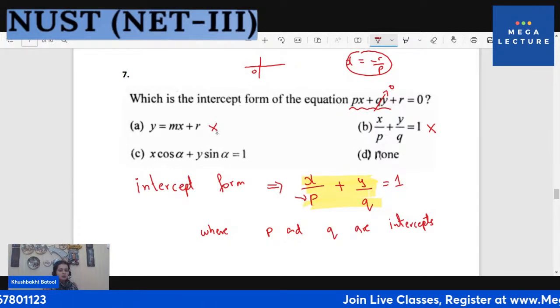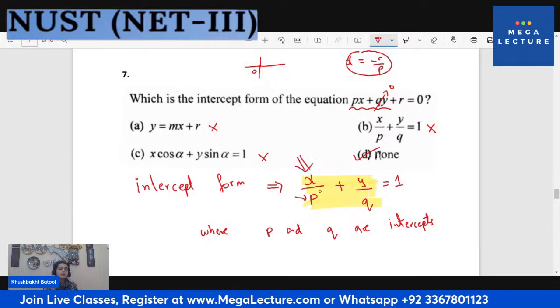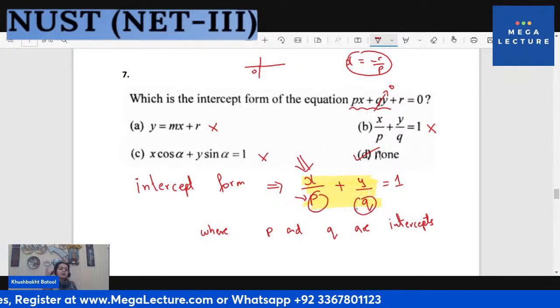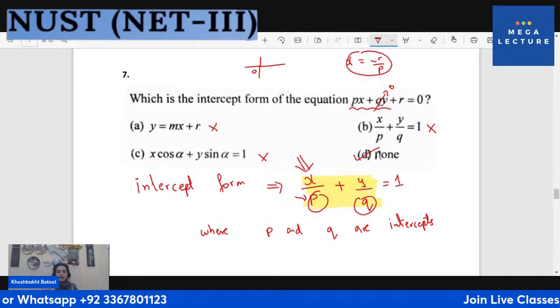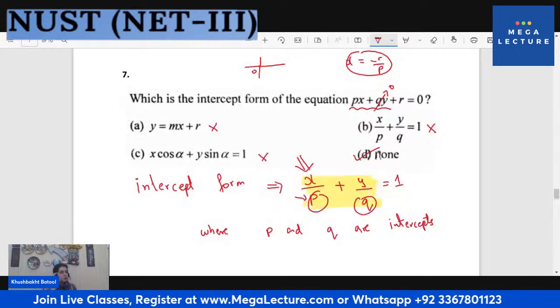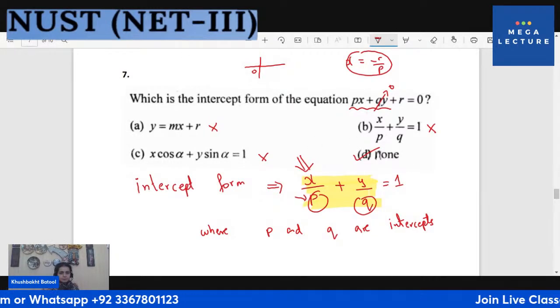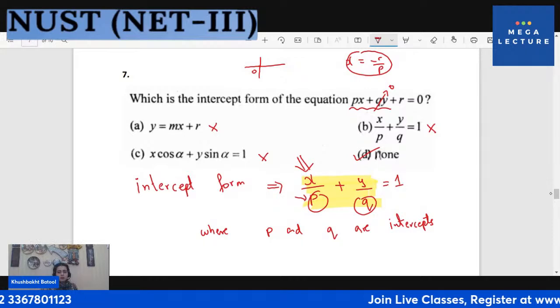Similarly, this is not the intercept form. This is not the intercept form. So the answer is going to be D. The intercept form is this, certainly. But then this p and q must be the x and y intercepts, right? In my given scenario, the x intercept would be minus r by p and the y intercept is going to be minus r by q. So it would be different. It won't be p and q. That is why the answer is going to be D. None. Alright, let's talk about the next question.